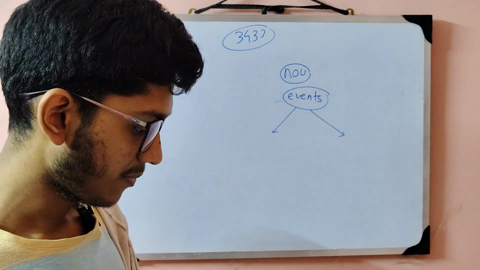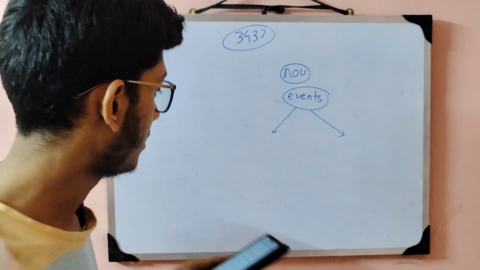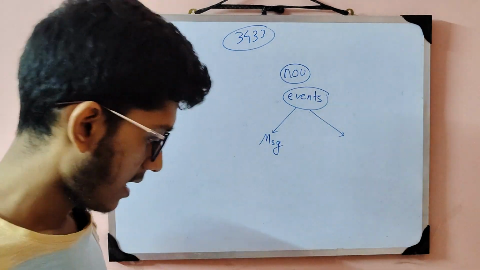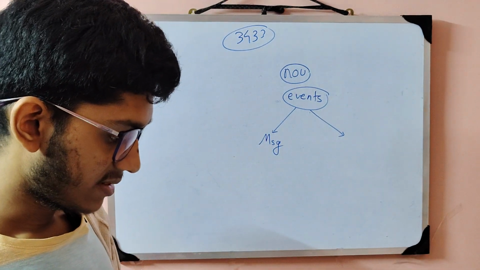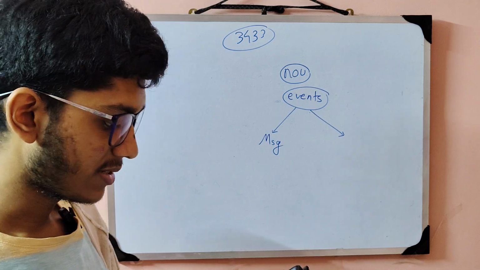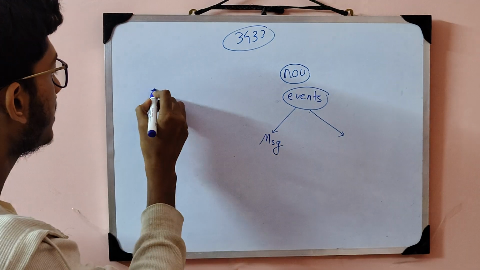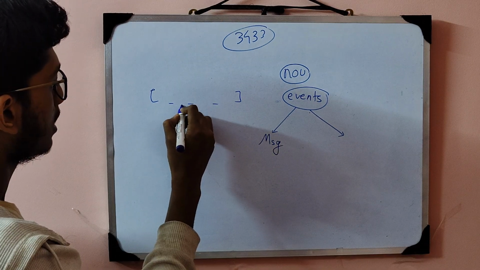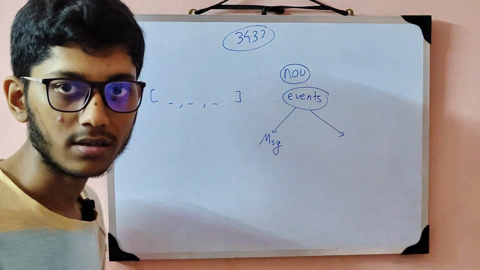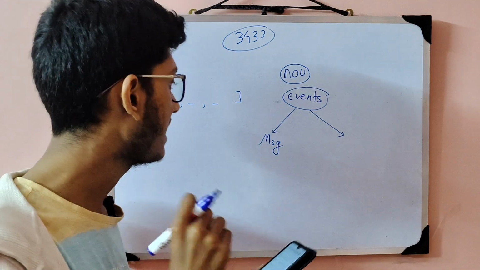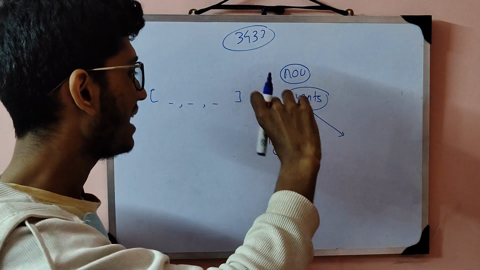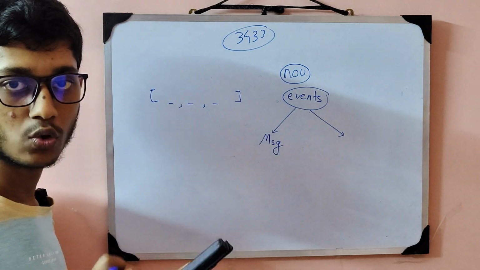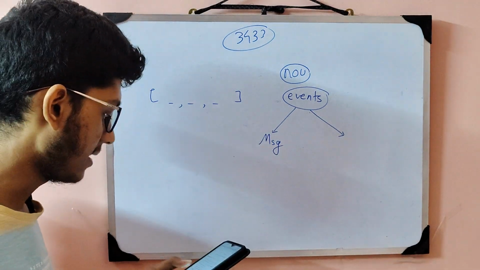What is the first type? The first type is the message event. I'll be writing message as MSG. Each event will be of length 3. Events is a list, an array, so each and every element of that array is also an array. So this is a 2D array.